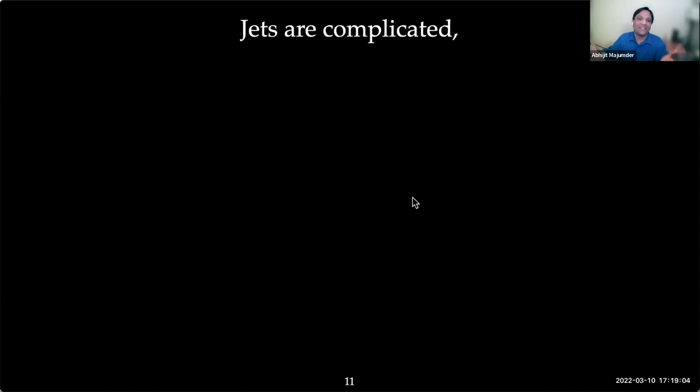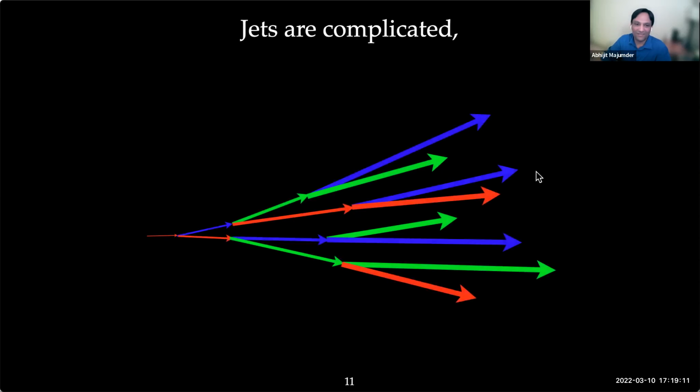So, and if I could combine all of them into one caveat, that would be that jets are really complicated. They were initially supposed to be kind of simple, but they turned out to be more and more complicated with time.